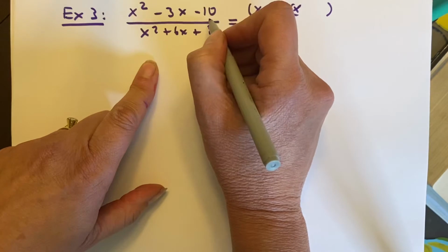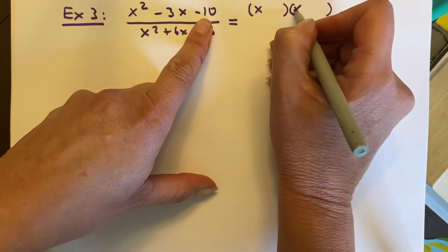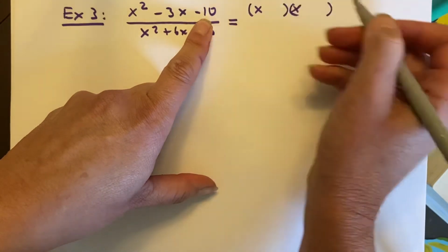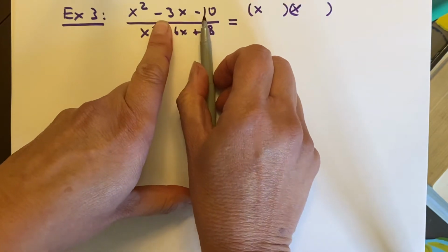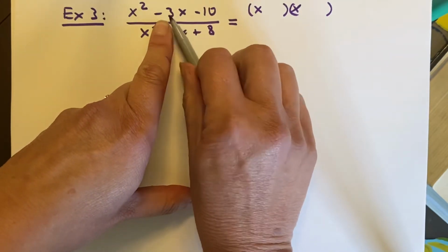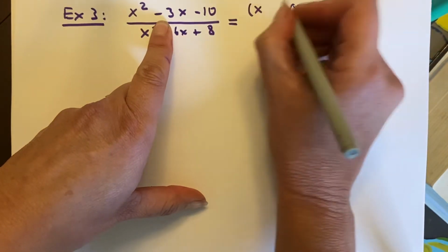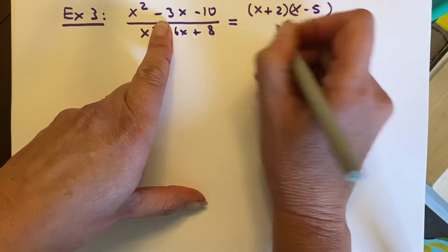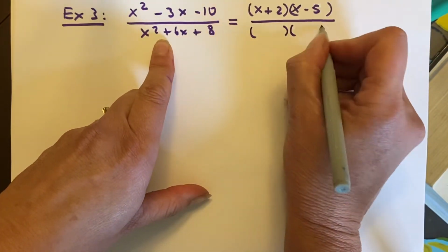5 times 2 is 10, and so I know the factors of negative 10 are either negative 5 and positive 2, or the reverse, negative 2 and positive 5. But I know the negative 5 is going to be bigger than the positive 2 because they also have to add up to a negative 3x. So x minus 5, x plus 2. That's my numerator.